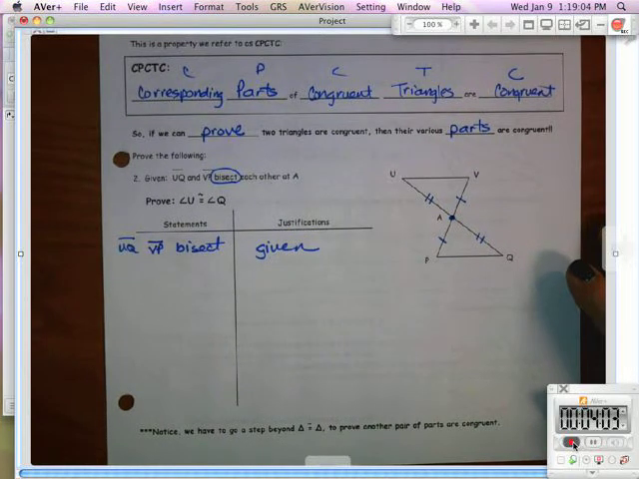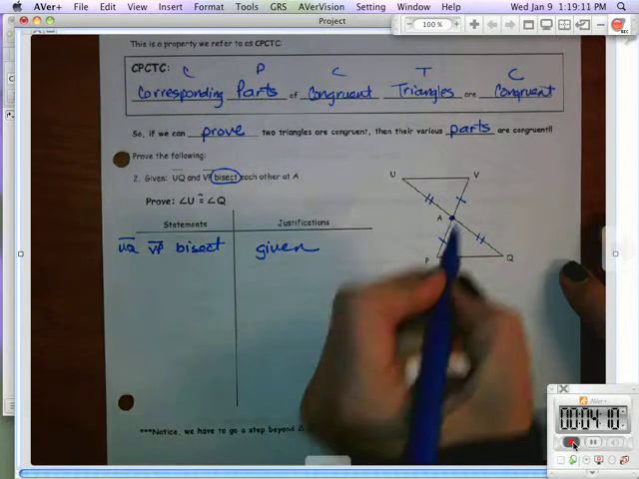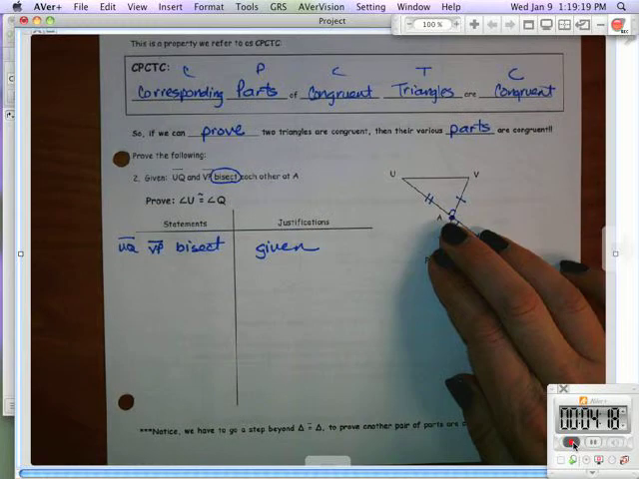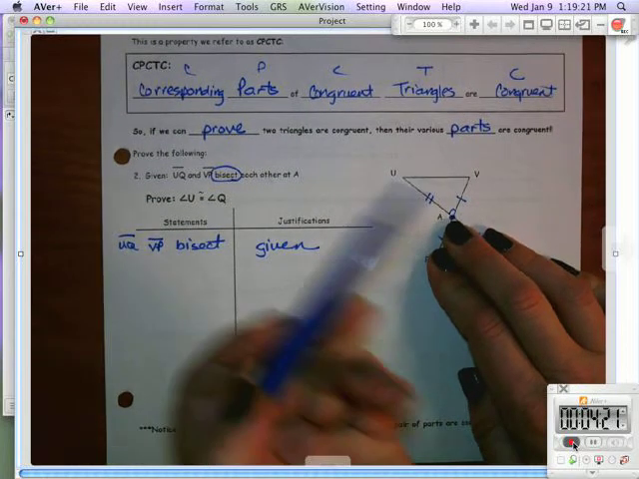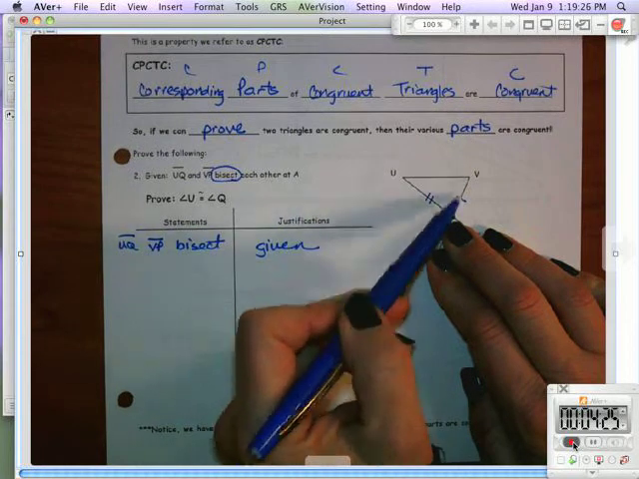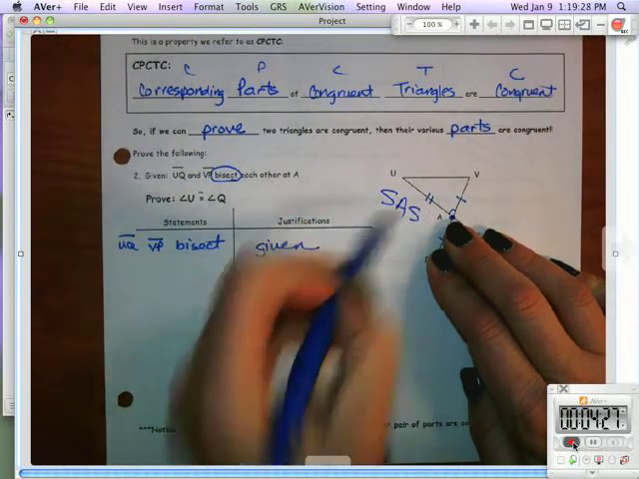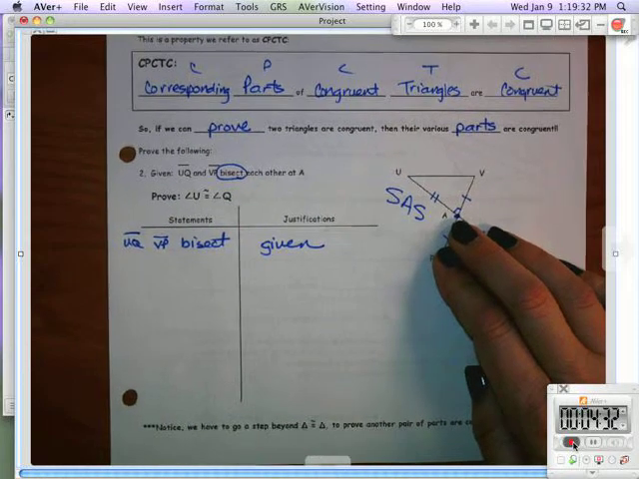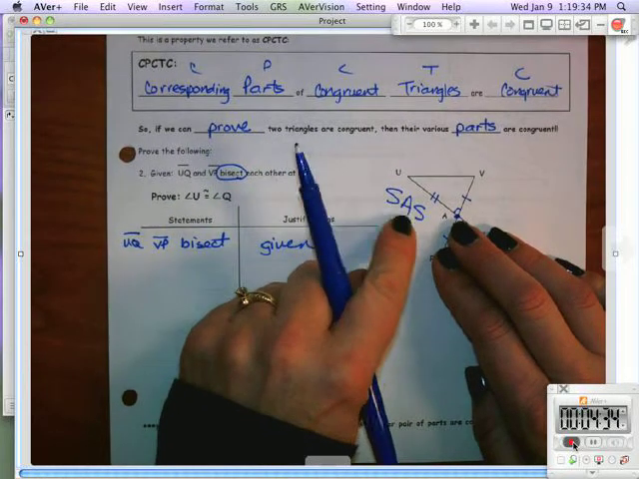What is one more thing I know, even though it wasn't given to me? Alexis. Absolutely. This angle is congruent to this angle because of the vertical angles. All right, I've marked everything I can. Cover up one of the triangles. And which postulate will I use? Side, angle, side. SAS. That's what I'm going to use, okay? So that means I need to prove sides and angles and another pair of sides congruent.